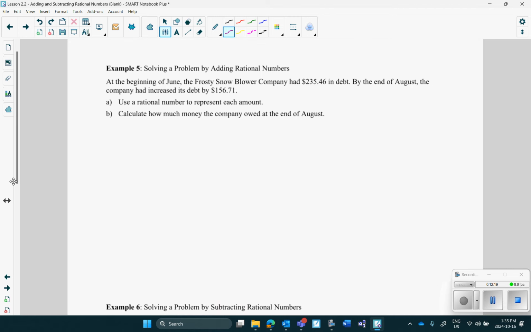Okay. Here's where we're gonna use maybe just some regular numbers, some integers, or some decimals. The trickiest part of these questions is setting up the operation. So you've got to think about it. So at the beginning of June, the Frosty Snowblower Company had $235.46 in debt. Is that positive or negative? Negative.